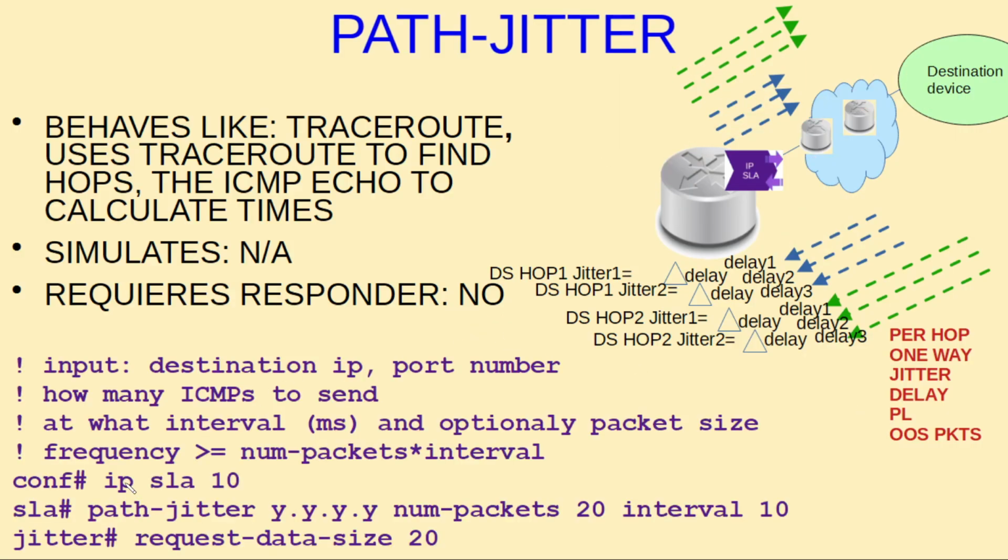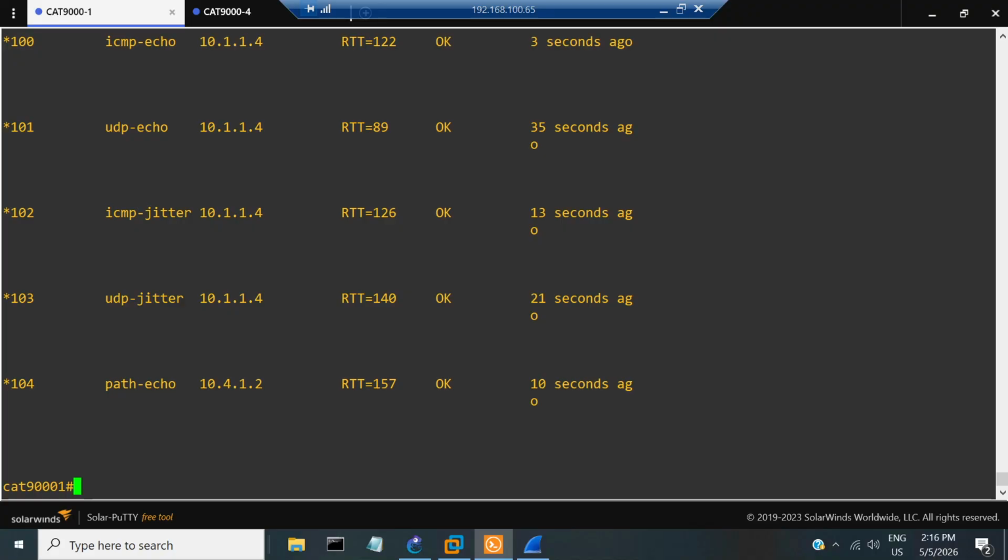In order to configure it, we will use the command PATH-JITTER. We will need to configure the destination IP address, and optionally how many probes we are going to send in tandem, and the interval and the data size. We can change that.